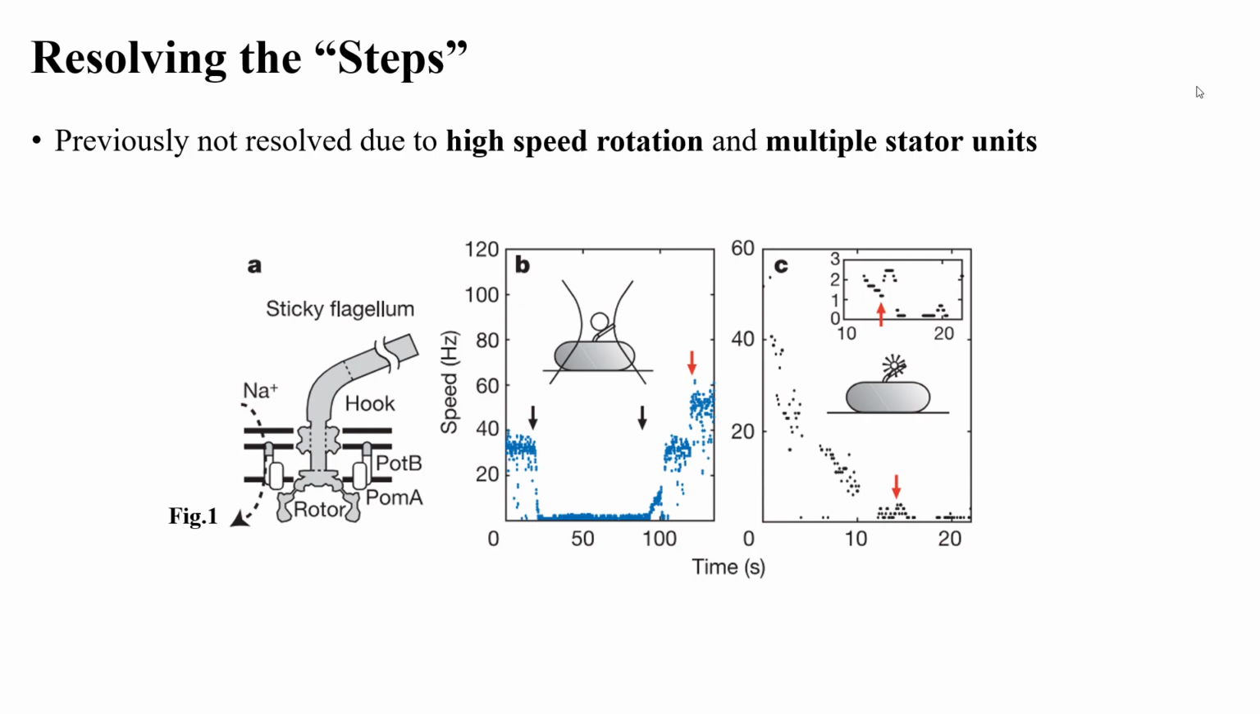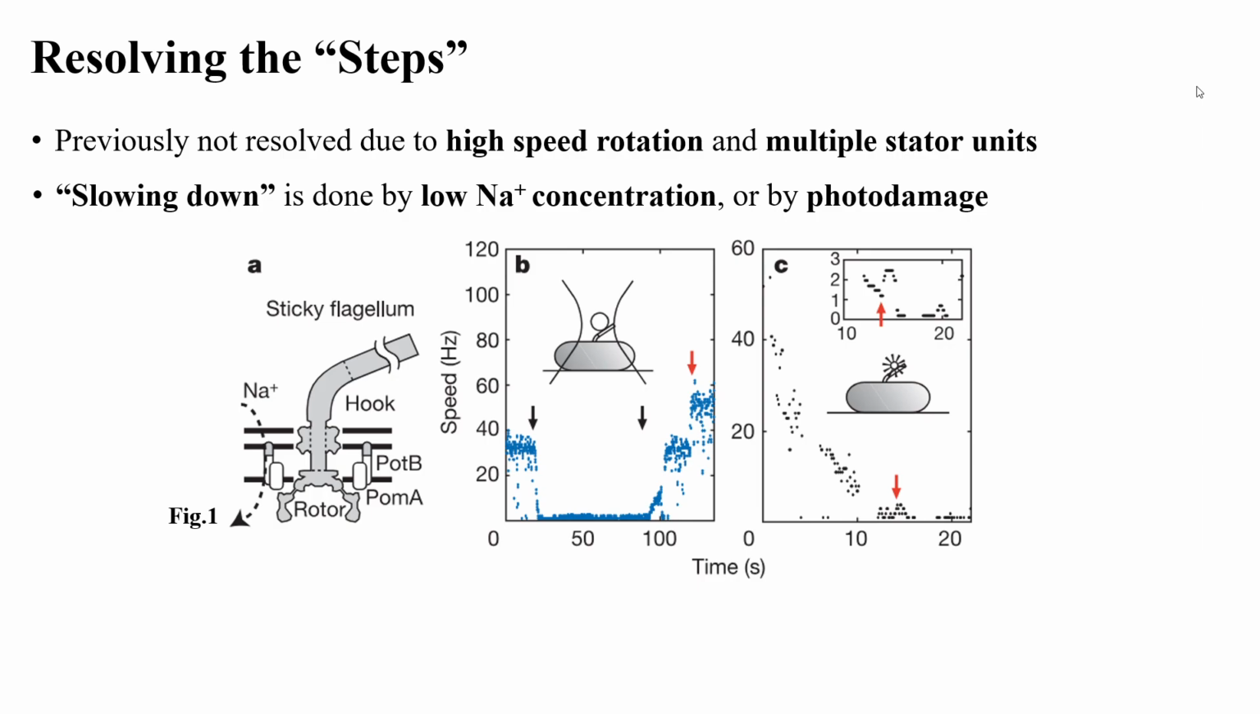Previously, the steps were not resolved due to the high-speed rotation and multiple stator units involved. Therefore, slowing down the process until only one stator unit generates the torque is needed. The way the scientists did this is by lowering the sodium motive force. They did this by lowering the sodium concentration for the back focal plane experiment, or by photodamaging, thereby decreasing the membrane voltage, for the fluorescence experiment.